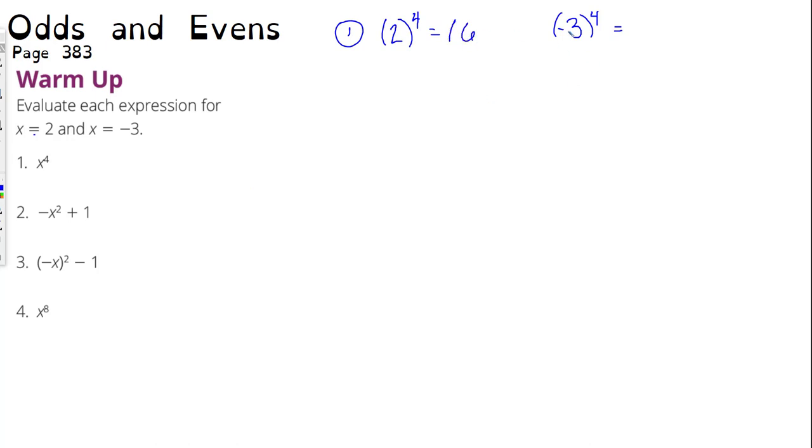What is negative 3 to the fourth? 81. Why is it not negative 81? Because it's negative 3 times negative 3 times negative 3 times negative 3. Perfect.